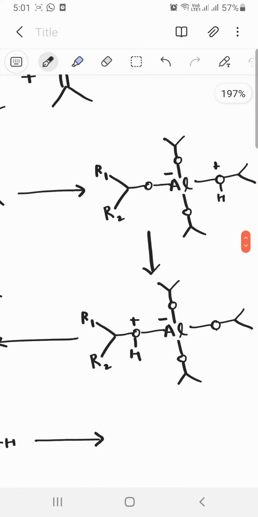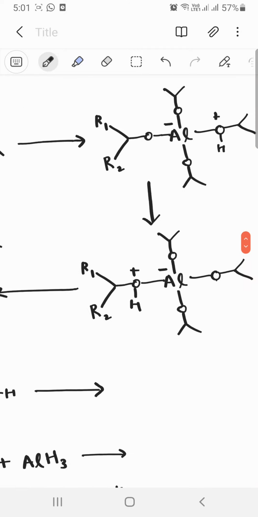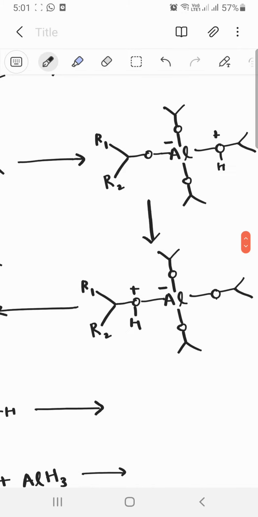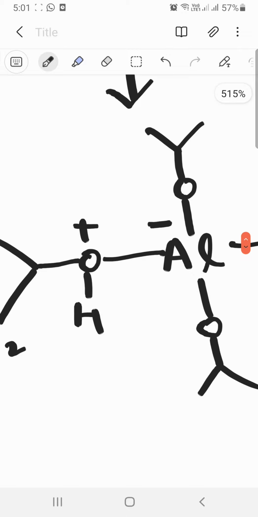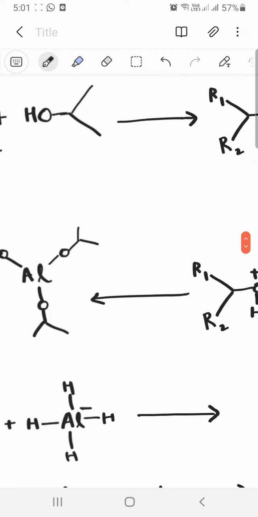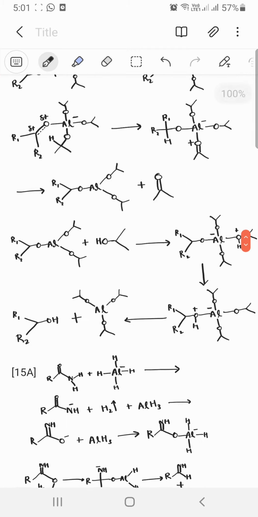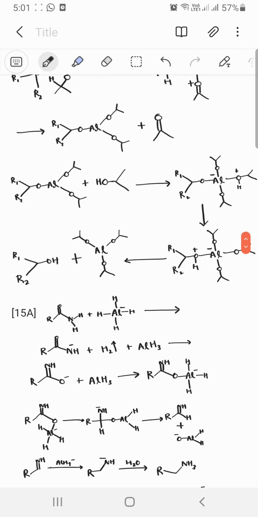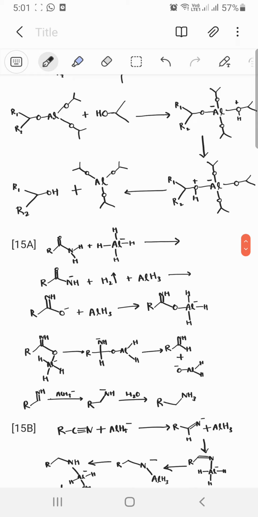Anyway, what does it do? It protonates that thing, and then it leaves. Then this bond cleaves, and the lone pair goes to the oxygen, so you have this thing. So this reduction is weird, but it does happen. Okay, 15th.